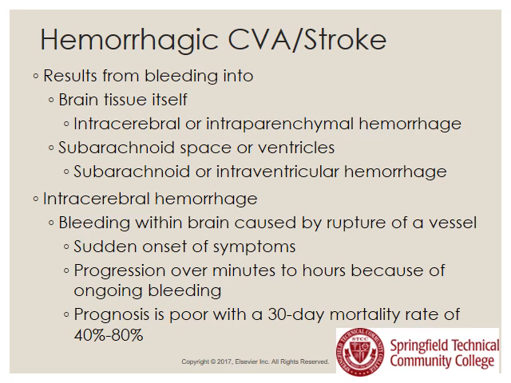So a hemorrhagic stroke results from bleeding into the brain tissue itself. It can be intracerebral, inside the brain matter, or intraparenchymal, inside the brain tissue. It can also occur in the subarachnoid space or into the ventricles themselves. It is a bleeding within the brain, intracerebral hemorrhage caused by rupture of a vessel. Usually there's a sudden onset of symptoms, most often headache. They can progress over minutes to hours because of ongoing bleeding, and the prognosis, unfortunately, for a hemorrhagic stroke is poor, with a 30-day mortality rate of 40 to 80%.